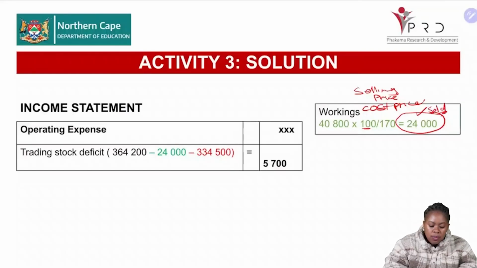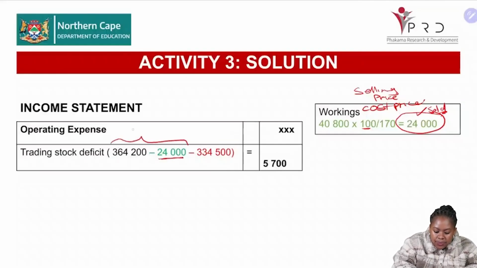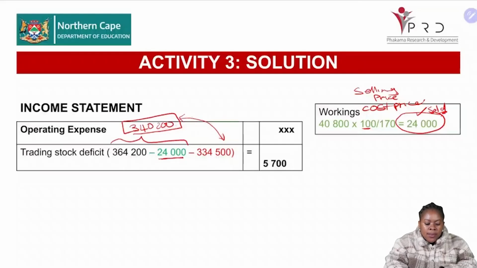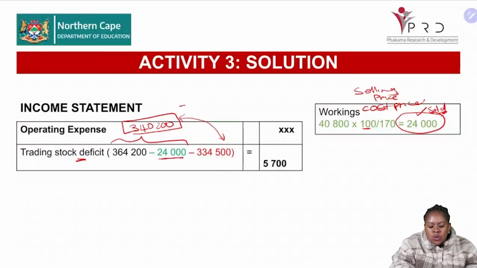And we are fine. So then we are going to say from the stock, we are subtracting the amount that we sold, and then this will give us 340,200. Then we can compare it with that amount. Do we still have to reduce that amount? Yes, we still have to reduce it so that it can be 334,500. And that is why we say it's a deficit, because we still have to reduce it. Okay, so then we will say trading stock deficit under operating expenses.